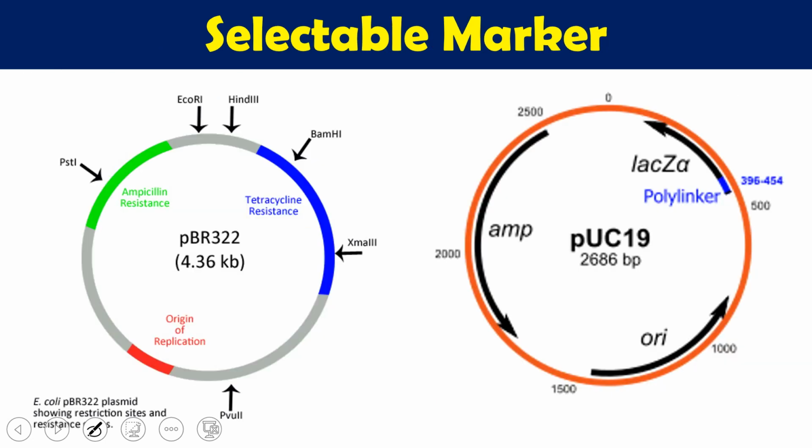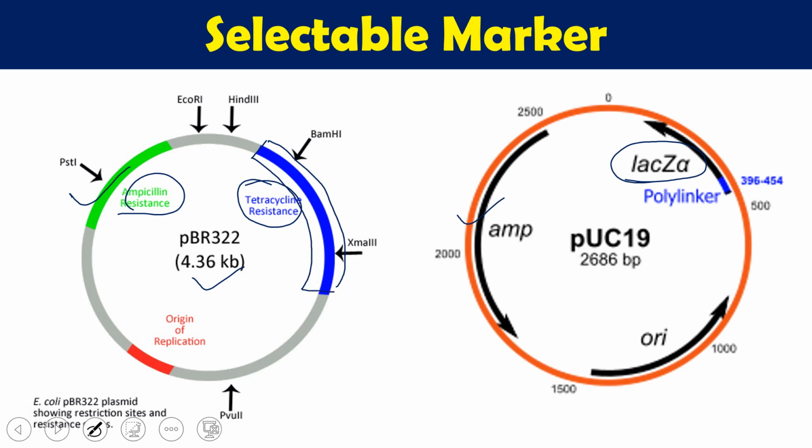What we are going to see here are two different plasmids. One is pBR322, which has only antibiotic resistance genes. This is the ampicillin resistance gene, and this is the tetracycline resistance gene. This is the pUC series of vectors, that is pUC19, which is derived from pBR322 only. This has the LacZ alpha gene and the ampicillin resistance gene. What does this mean? This is the gene which provides the characteristic feature of tetracycline resistance to the bacteria.